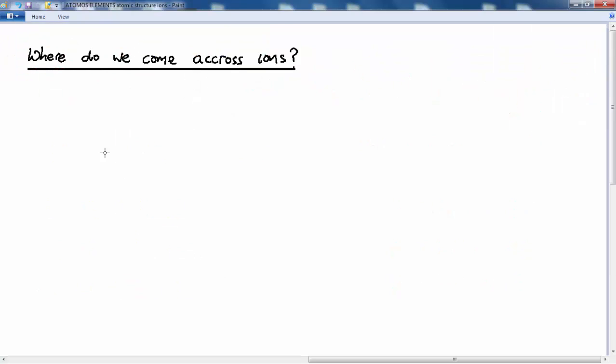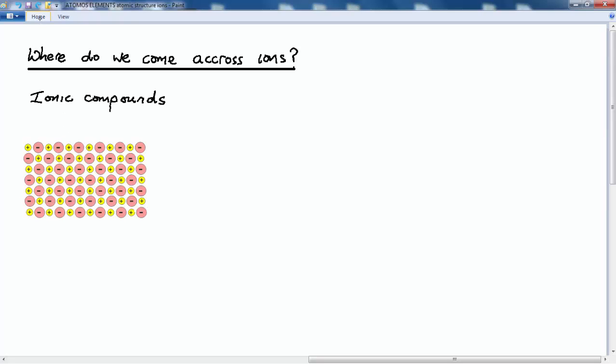So where do we come across ions in chemistry? We'll come across ions in ionic compounds, for example, and an example of an ionic compound is sodium chloride, NaCl. When the ionic compound is formed, as we've just seen, the metal ion, in this case sodium, loses its electron to form a positive ion, and the chlorine atom will pick up that electron to form a chloride ion. The positive and negative ions then assemble themselves into what is called an ionic lattice. We'll look at that more closely in the next unit when we look at chemical bonds, and these positive and negative ions are held together by electrostatic forces.